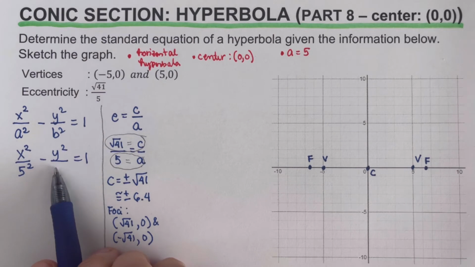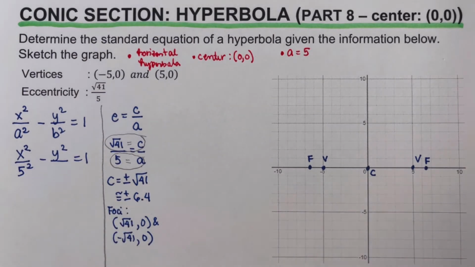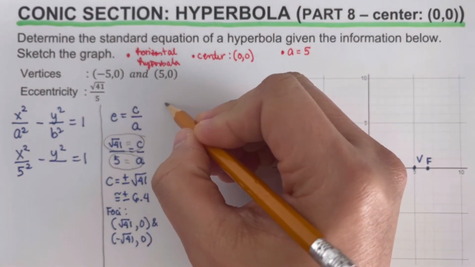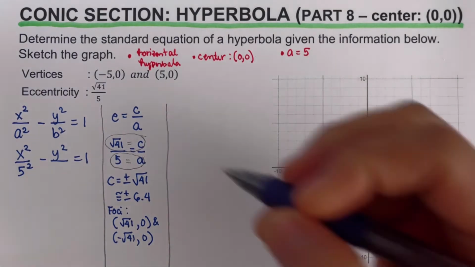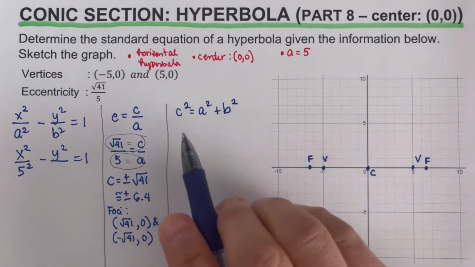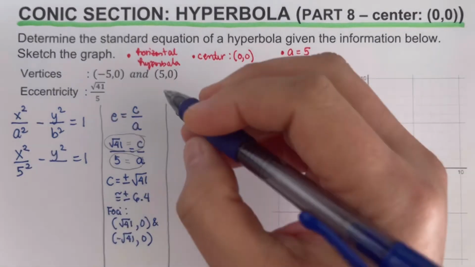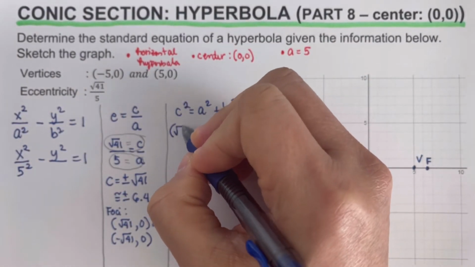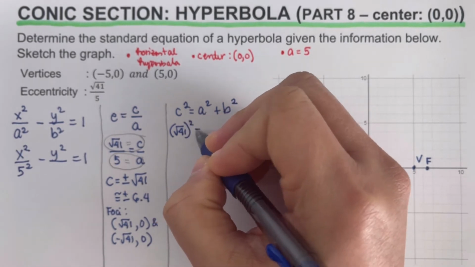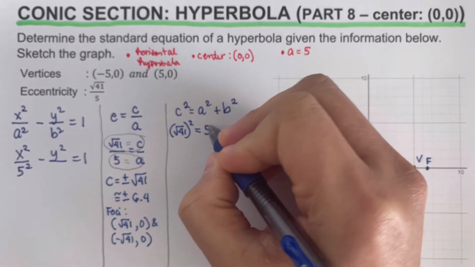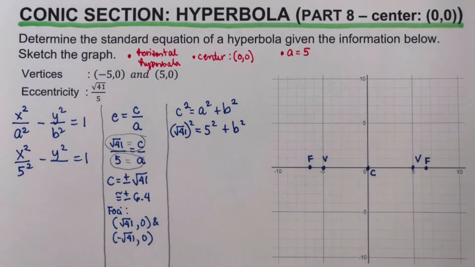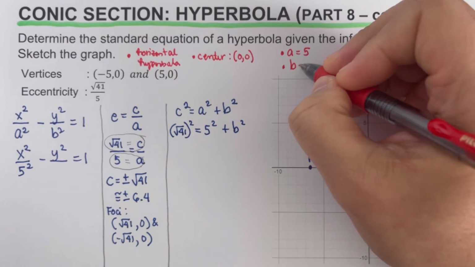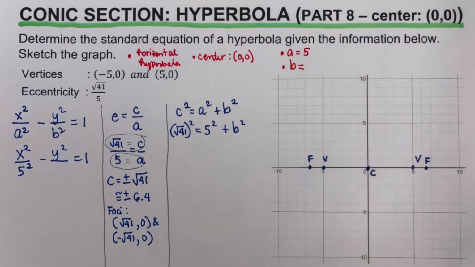However, we don't have a value for b. We have solved for c, but we don't know b. Now, we remember that the equation that relates a, b, and c is c squared equals a squared plus b squared. So I'm going to write that up here. We already have a value for c, which is square root of 41, so I plug it in. Square root of 41 squared equals, our a was 5, so 5 squared plus b squared, the one that we're looking for. We don't know what that is, and we can solve it from here.